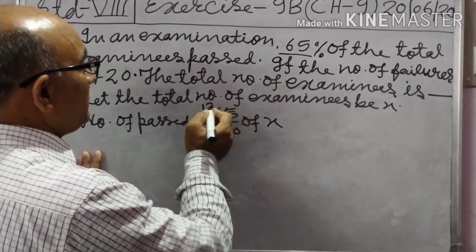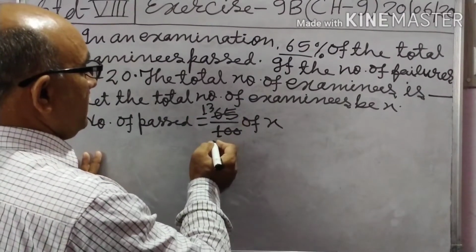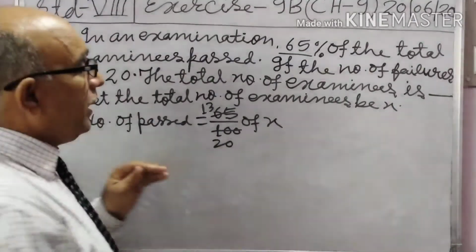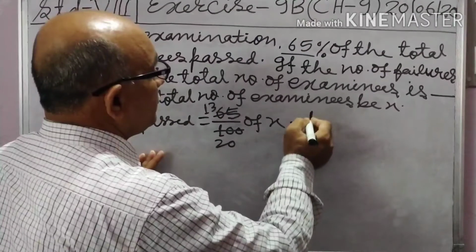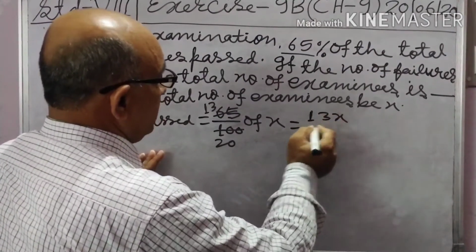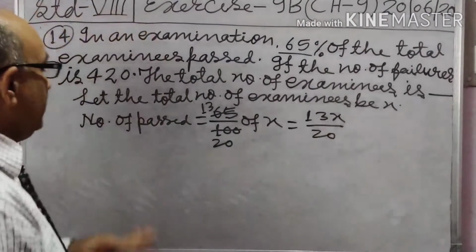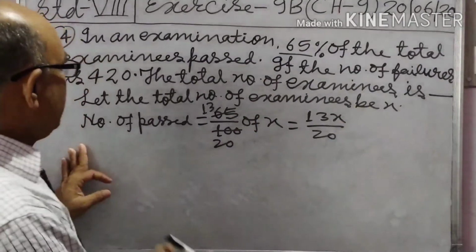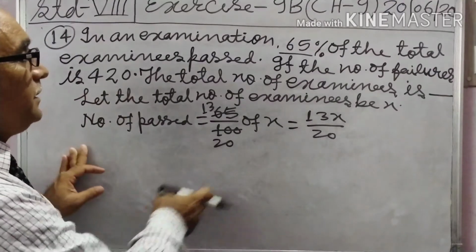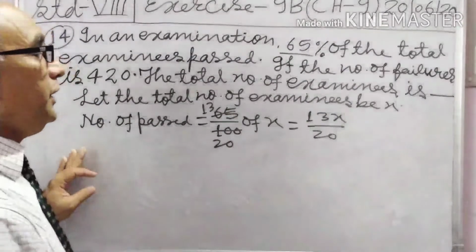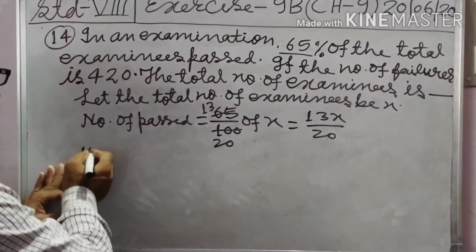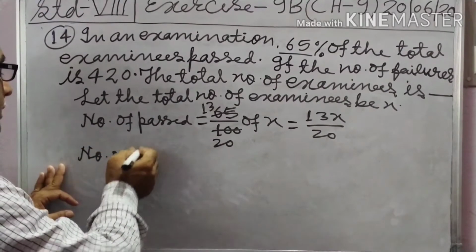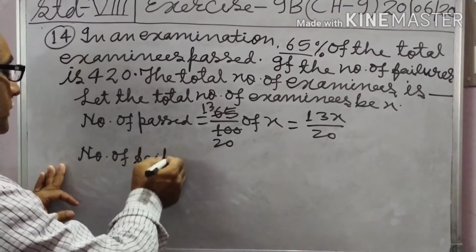13 fives are 65 and 5 twenties are 100. So it is equal to 13x by 20, the number of passed. The total number of examinees is x and the number of passed examinees is 13x by 20. Now find the number of failures.